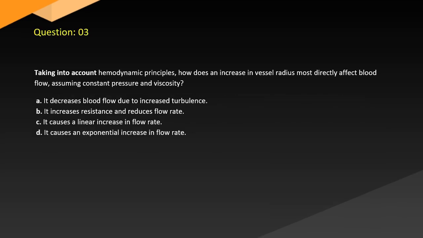Question 3. Taking into account hemodynamic principles, how does an increase in vessel radius most directly affect blood flow, assuming constant pressure and viscosity? A. It decreases blood flow due to increased turbulence. B. It increases resistance and reduces flow rate. C. It causes a linear increase in flow rate. D. It causes an exponential increase in flow rate.